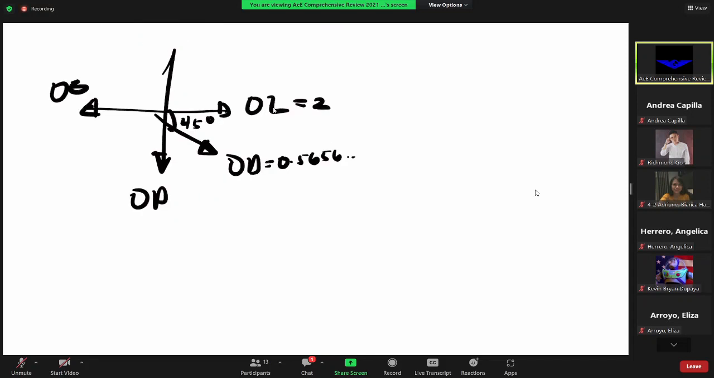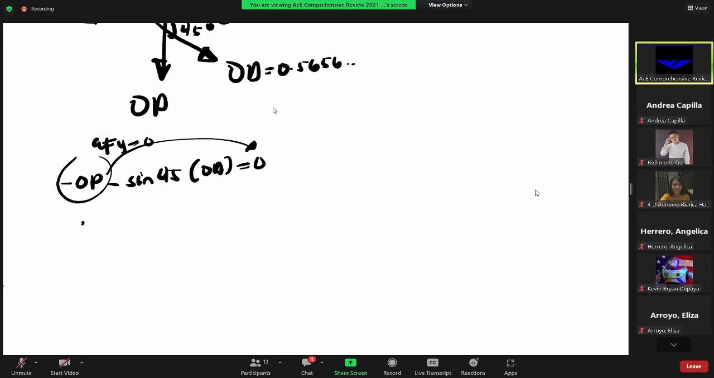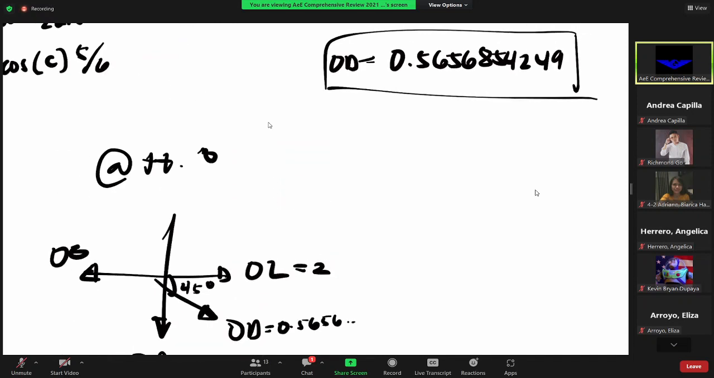So, OP, makukuha natin ng OP. Summation forces Y is equal to 0. Negative OP minus sine 45 OD is equal to 0. Transpose OP is equal to, ayan yung kumpletong OD. Negative sine 45. Ayan yung kumpleto guys.